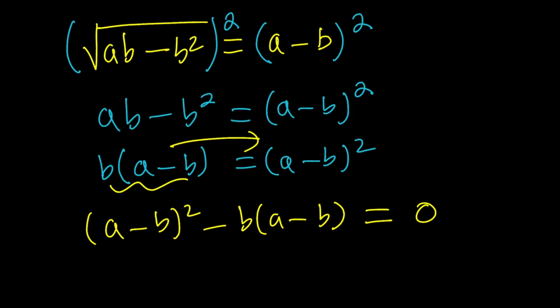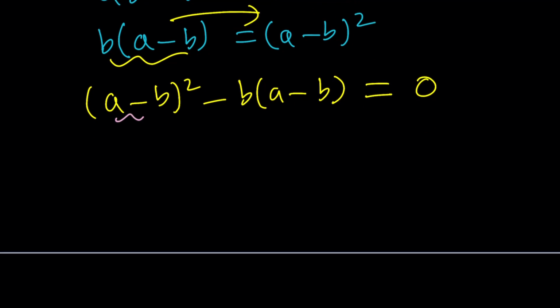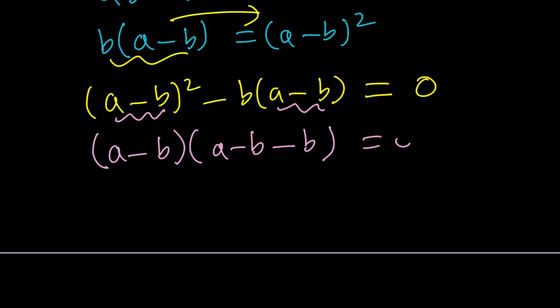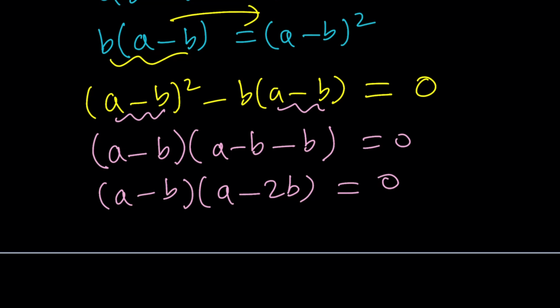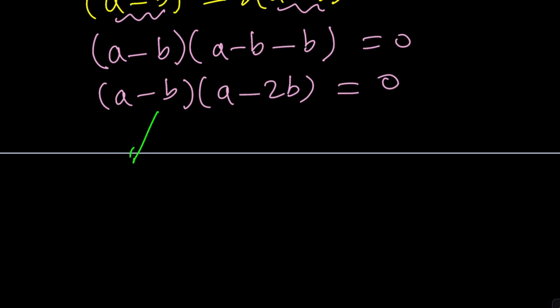We were trying to factor, remember? So a minus b is a common factor, so we're going to take that out. And then from here, to get a minus b squared, we do need another a minus b minus b, right? And that would be 2b. Yay! 2b or not 2b. So we get a minus b and a minus 2b as our factors, and since the product is equal to 0, which is nice by the way, we can safely say that a minus b is equal to 0, or a equals b, or a is equal to 2b.